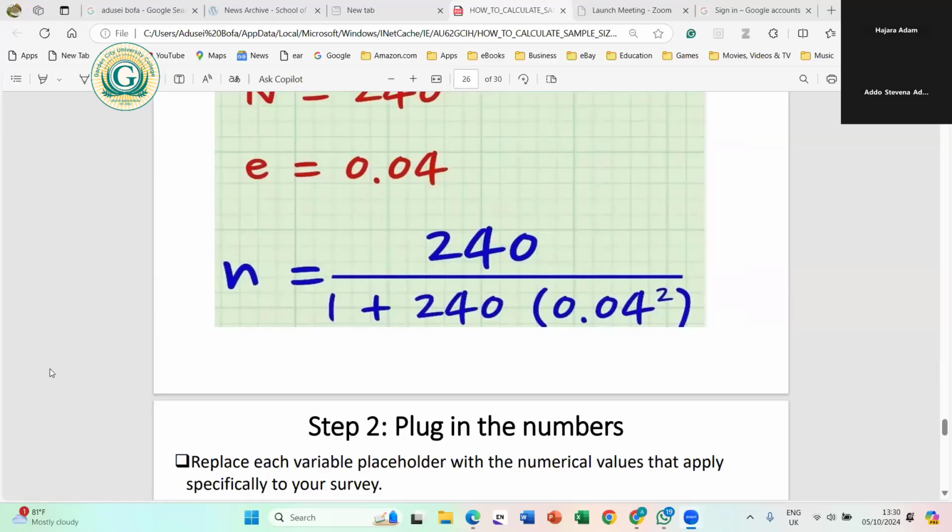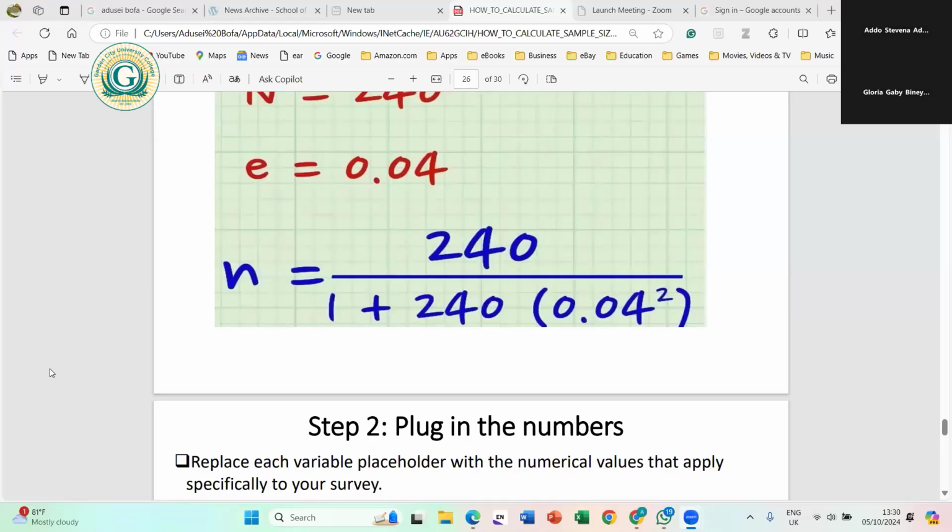But the final answer, when you are going to derive your sample size, I would advise you round it to the nearest whole number. The nearest whole number. Okay. What's next?